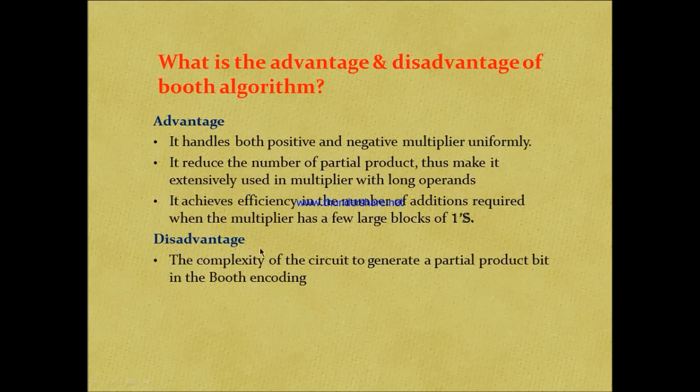So now what is the disadvantage? The disadvantage is the complexity in the circuit to generate the partial product bits in the Booth encoding. When we are using the Booth encoding, the circuit required to generate this encoding is more complex. So these are the advantages and disadvantages of Booth algorithm.